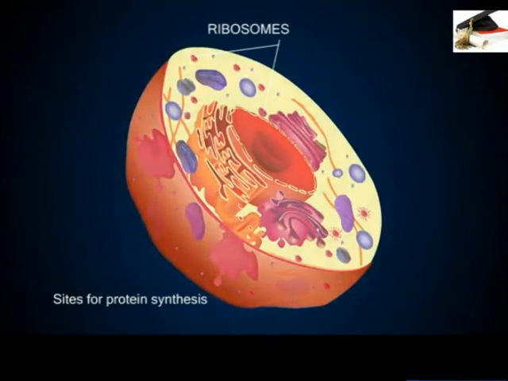Ribosomes. Ribosomes are spherical in shape. Some are scattered within the cytoplasm while others are bound to the surface of the rough endoplasmic reticulum. They are sites for protein synthesis.